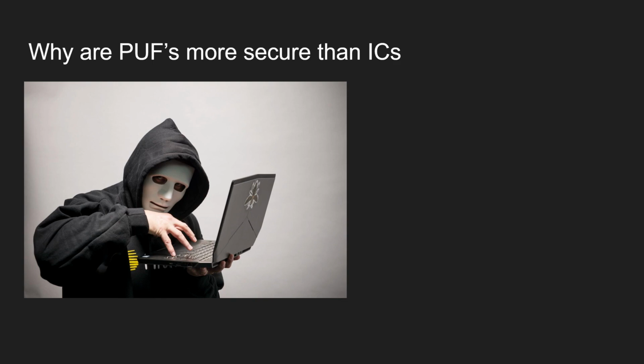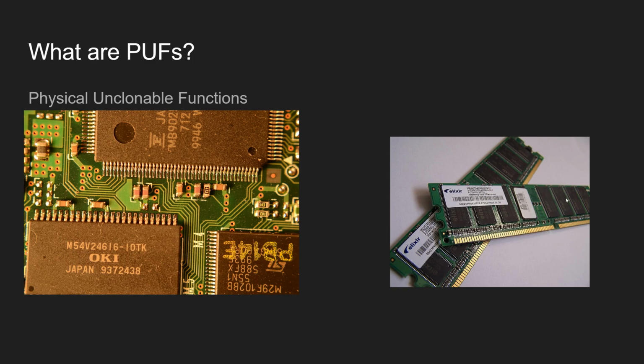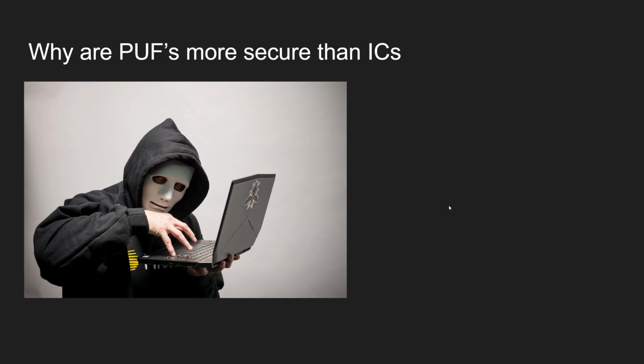PUFs make it so that the only way you're going to get through that authentication is not by going through the virtual RAM, the virtual memory that the integrated circuit goes through, but instead by cloning the machine, the PUF that it is, because you need to know the exact OR gates, the exact XOR gates, the amount of bit inputs, the amount of bit outputs.